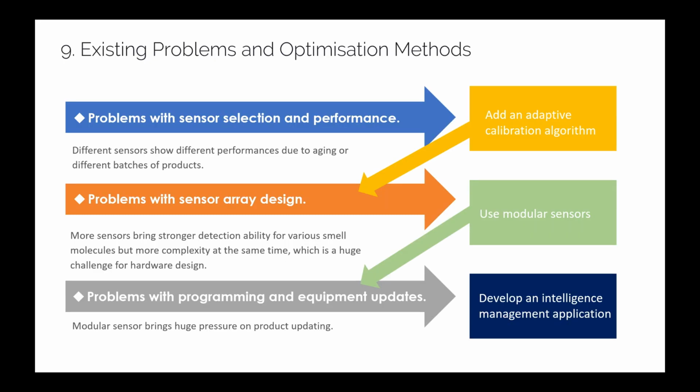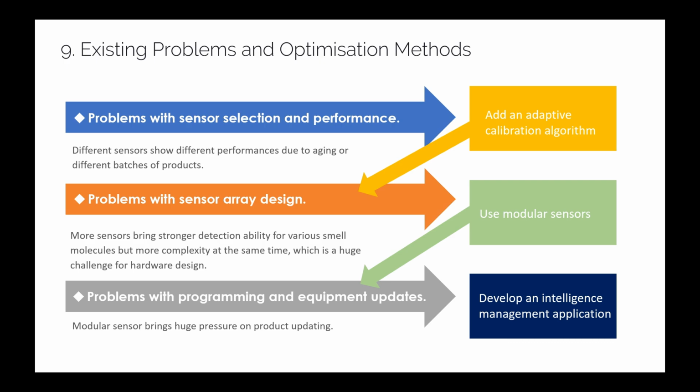Now we come to the existing problems of our design and the methods we propose to optimize it. The first problem is sensor selection and performance. Different sensors show different performance due to aging or different batches of products. For example, in our design there are two MQ3 sensors, but they show different baselines. For this problem, we want to add an adaptive calibration algorithm to handle it.